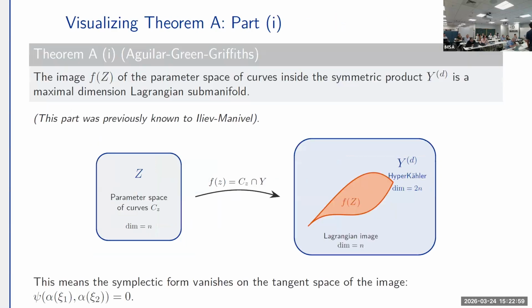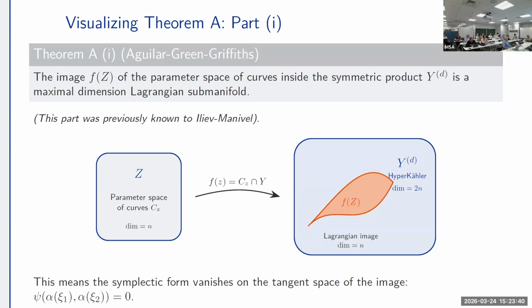So the first result here, which we found was known after that, is that the image of this parameter space inside the symmetric product is a Lagrangian submanifold of maximal dimension. So you map this set inside Y^d by this construction that I just gave you, by sending the points of intersection, in the transverse situation. And then you find that the image is Lagrangian. Okay, so this was the first part.